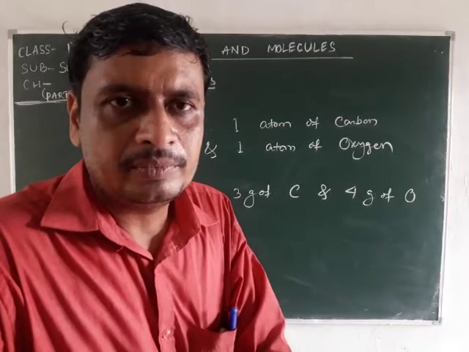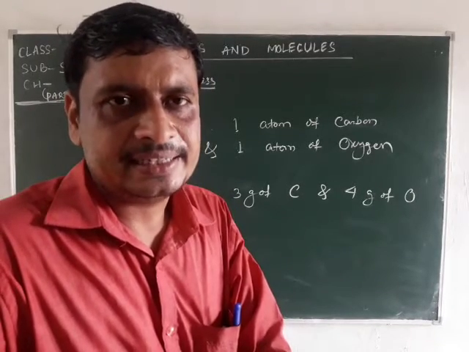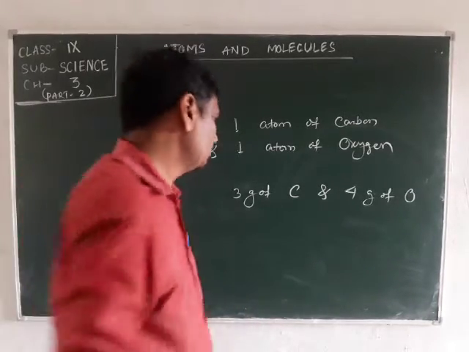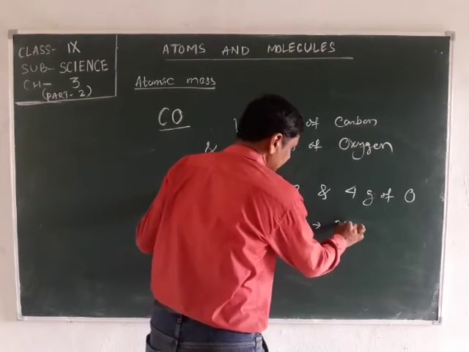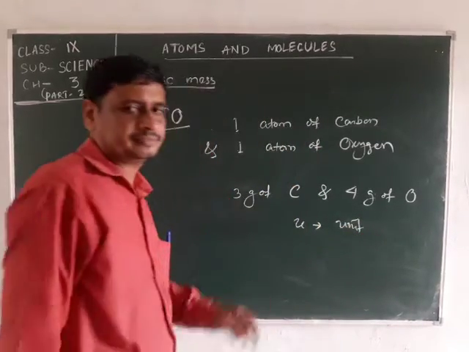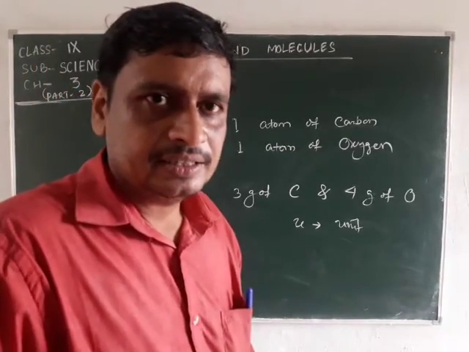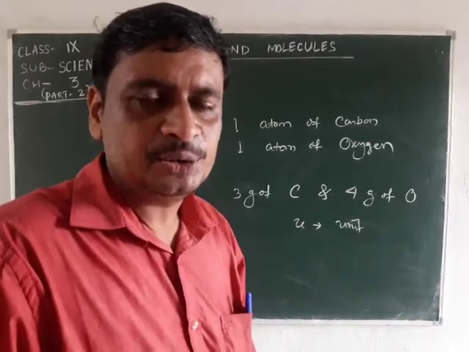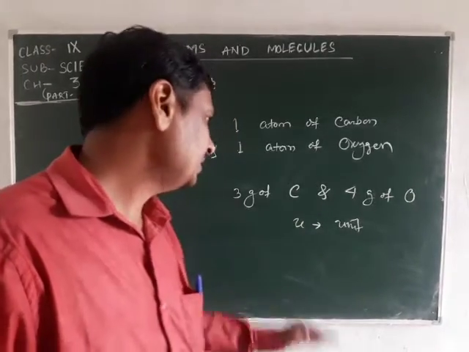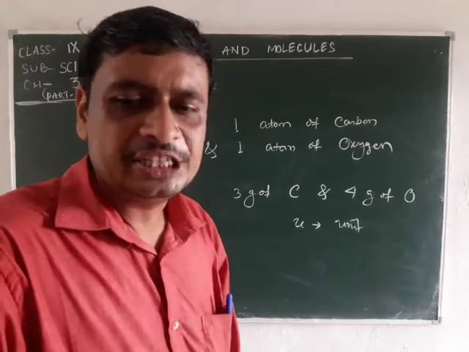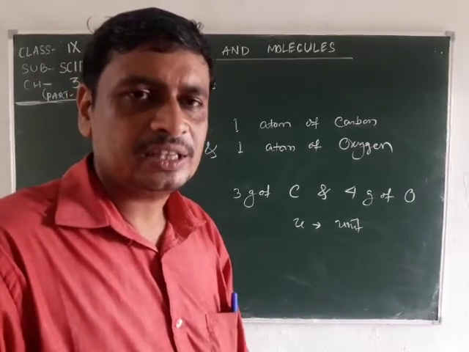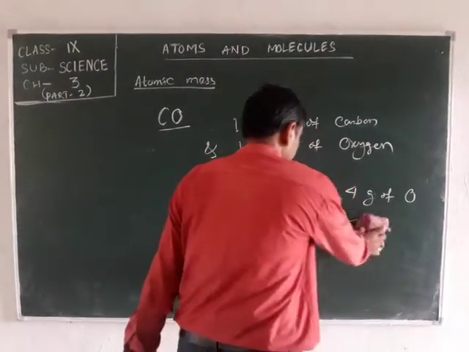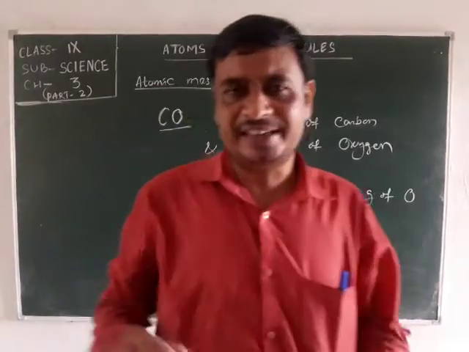and the mass of any compound is expressed with a symbol u, that is unit. It was earlier AMU, atomic mass unit, but now we use only u, that is unit, which shows the mass of any compound. It is the unified mass.